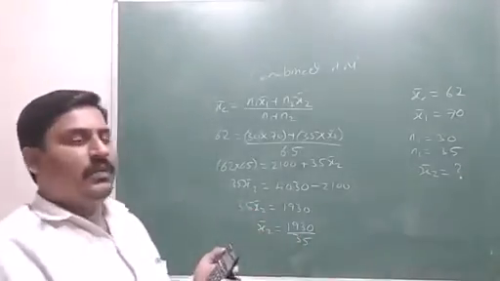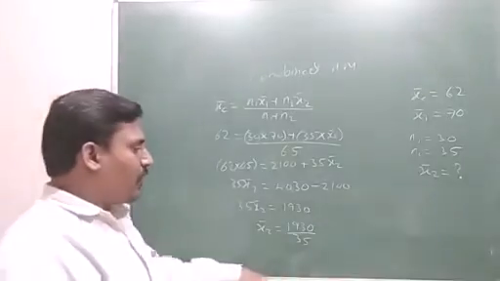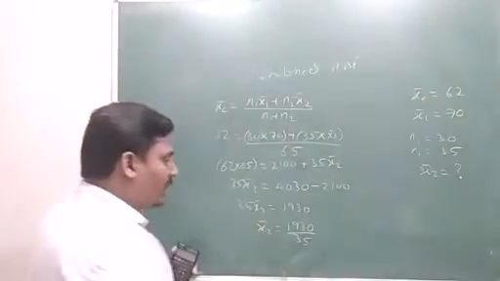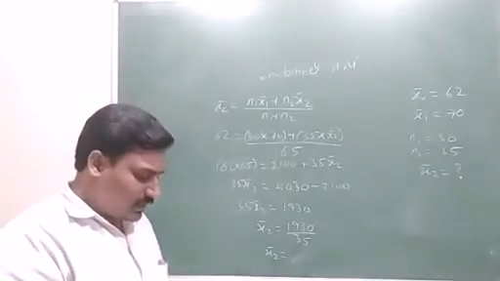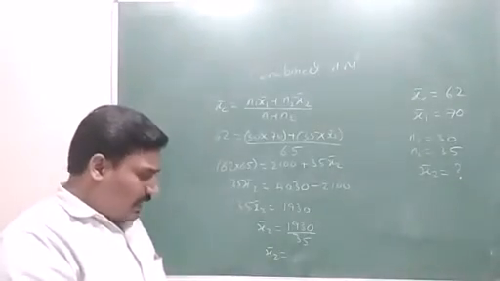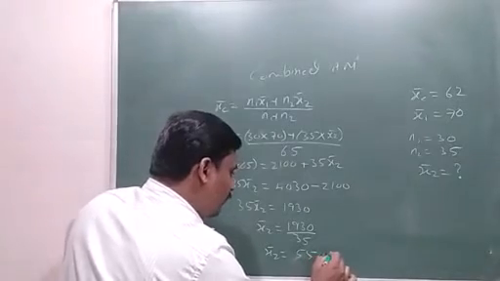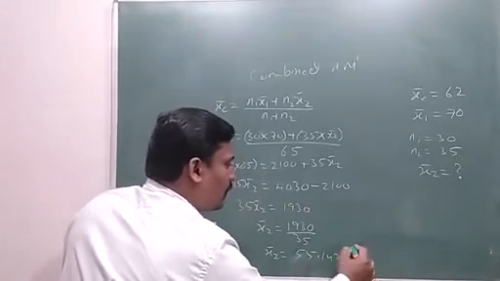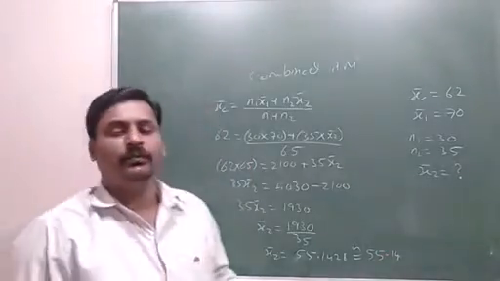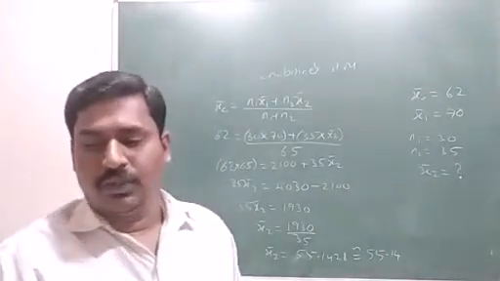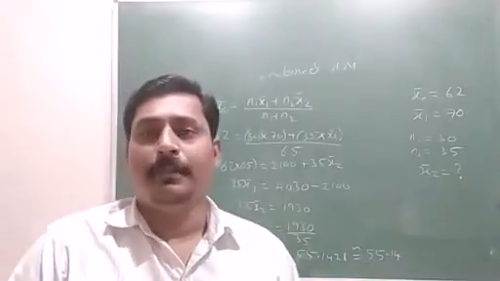The sign between x bar 2 and 35 is multiplication, so if you take it to the opposite side, it will become divided by. So x bar 2, the second set of students' average marks, is 1930 divided by 35, which is 55.1428, so approximately 55.14. The average marks of the students in section B is 55.14.